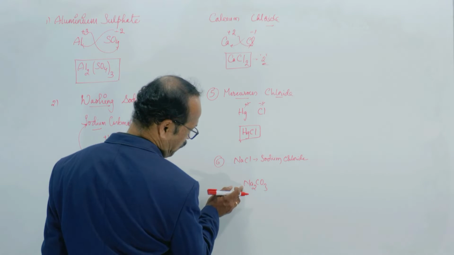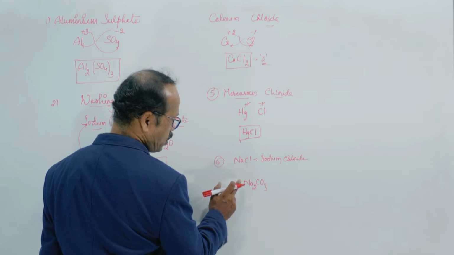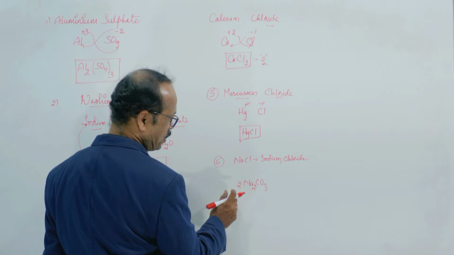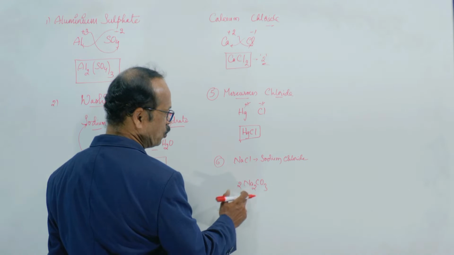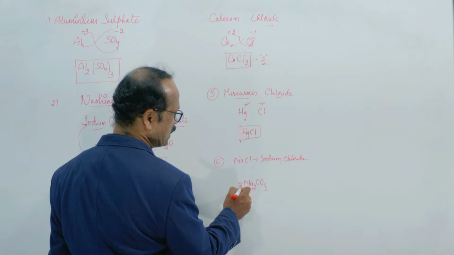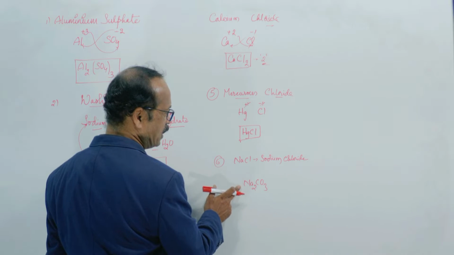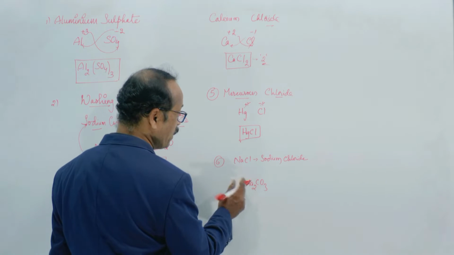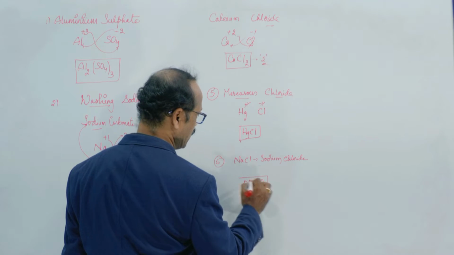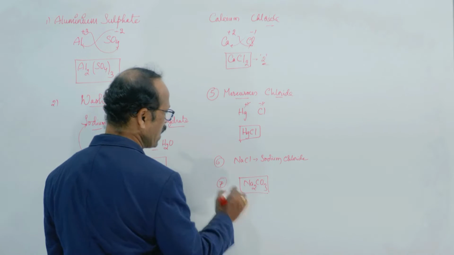If before any number is there, for example 2 is there, you think 2 moles or 2 molecules of sodium carbonate. If 3 is there, 3 moles or 3 molecules. But if no number is there, no number means what? 1 only. So the answer is what?